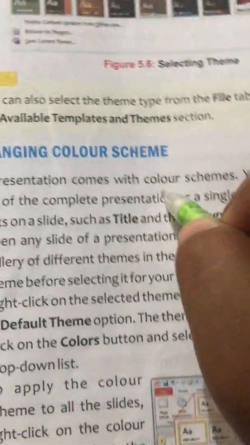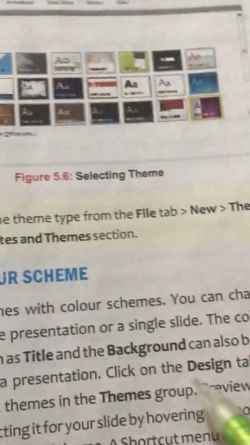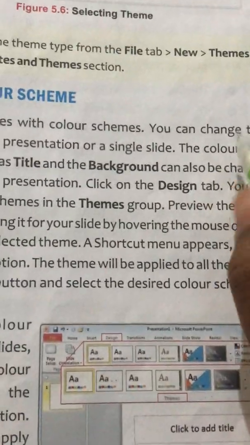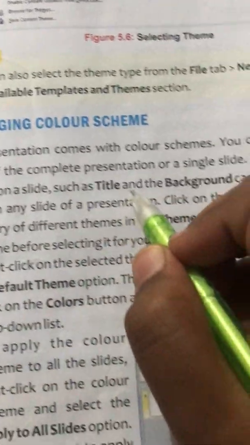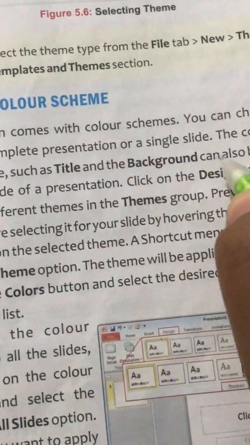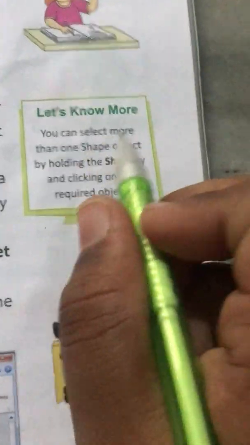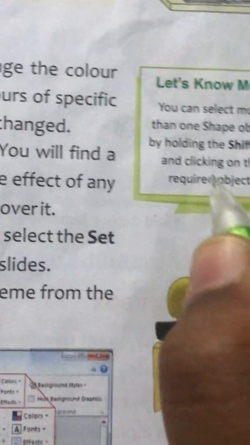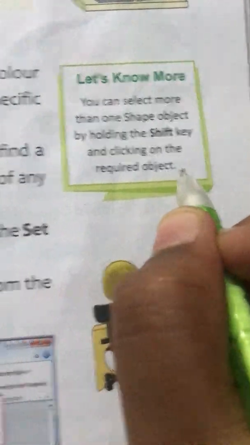Changing color themes. Every presentation comes with color themes. You can change the color themes of the complete presentation or a single slide. The colors of specific elements on a slide, such as title and the background, can also be changed. Let's know more. You can select more than one shape object by holding the Shift key and clicking on the required objects.